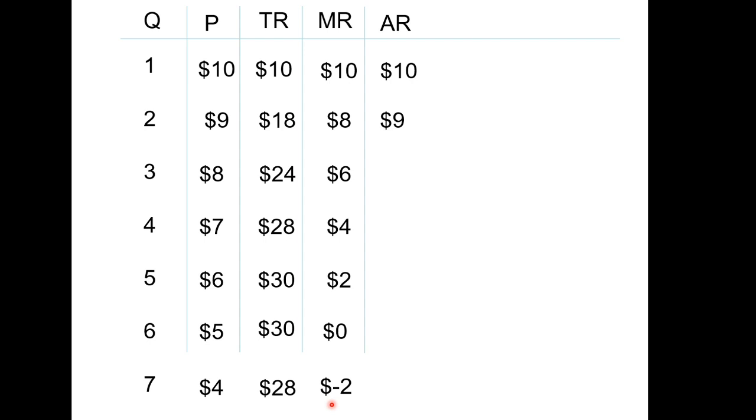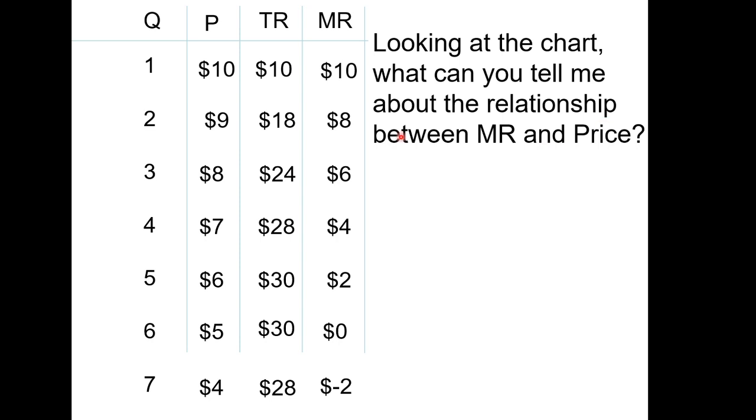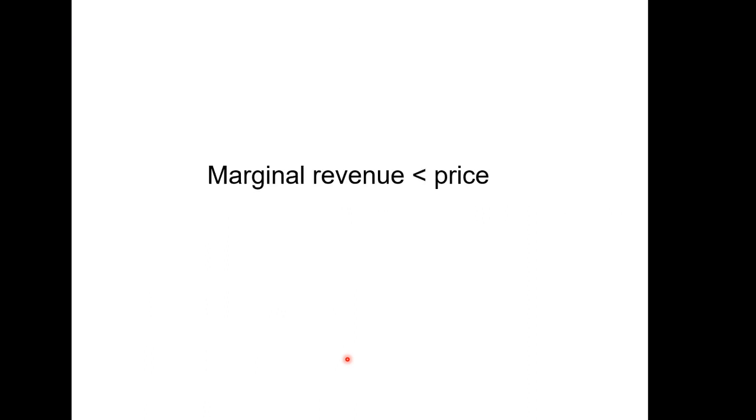Now, as I went through this, I was saying to you, look at the chart, tell me about the relationship between MR and price. So after the first unit, we notice that MR is lower than price at every output. Okay, so that's what you want to focus on in monopoly. MR is less than price. Marginal revenue is less than price.